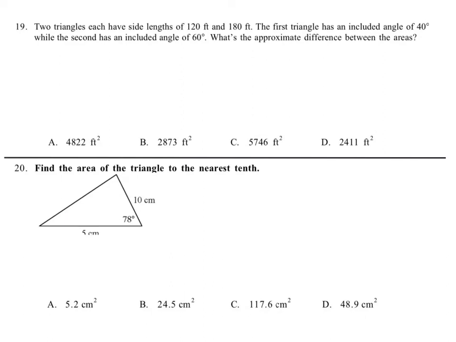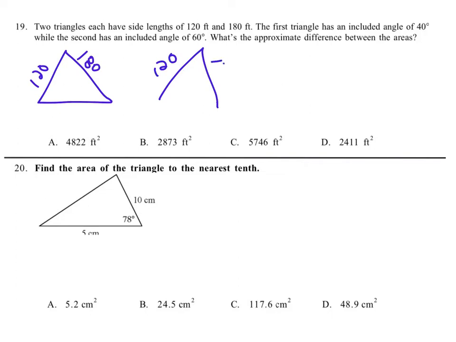Now we've got just these two left to go. Same kind of thing, two triangles. Oh, this is an interesting one. Two triangles each have a side length of 120 and 180. So I'm going to sketch these triangles out. This is cool. This one's got a side length of 120 and a side length of 180, and so does this one. Sorry, didn't mean to draw it like that. So does this one. Now, that's got 120, it's got 180.